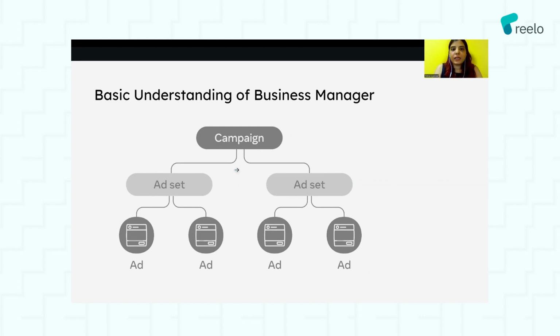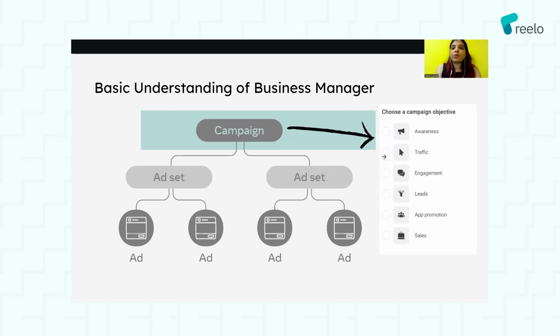Okay, so let's jump into it. This is how the structure goes. You have a campaign level wherein you can select your goals. You have ad set level and you have ad level. Why these three levels exist in Business Manager is because you do multiple functions on all of these. At campaign level, you select your goals, that what at the end of the day do you want to achieve with your ads?